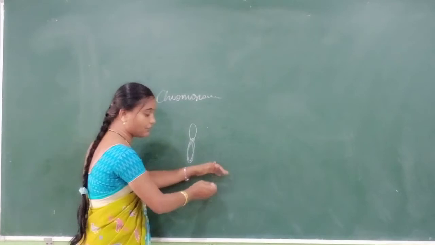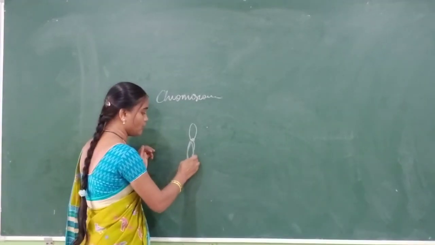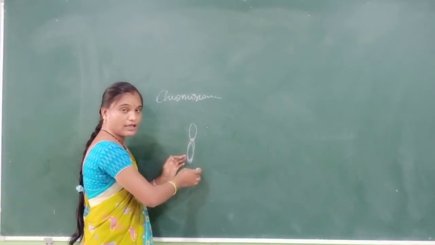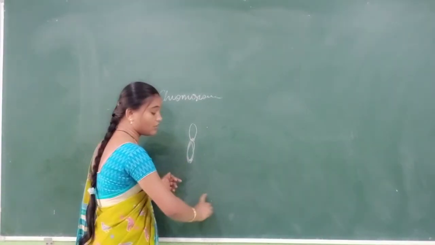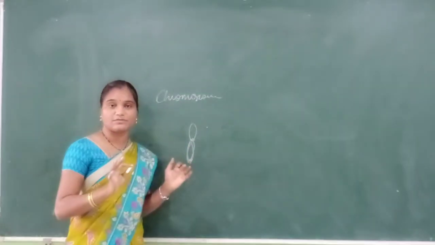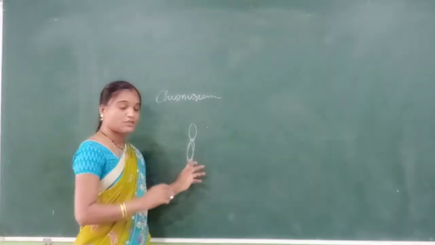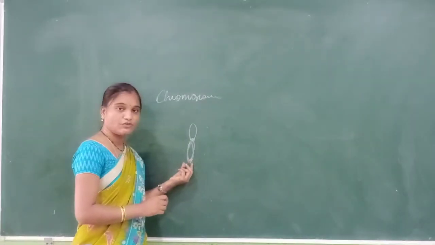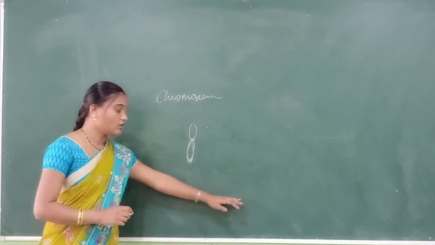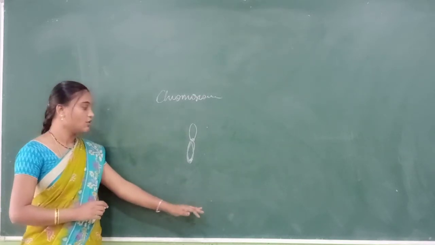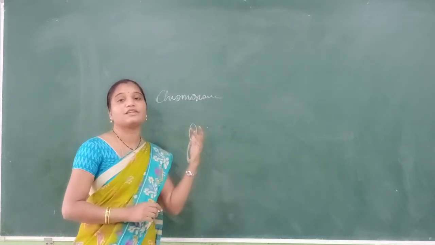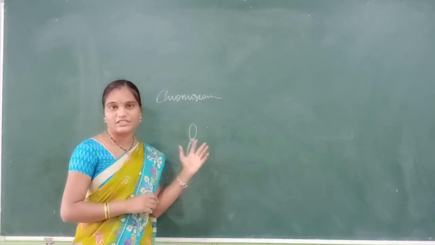If you take a piece of your chromosome and observe it under the electron microscope, this particular chromatin cannot be observed under a microscope. Only your chromosomes can be observed. When you take a small piece of your chromosome, you can see this organization. So this is your chromosome. As I said earlier, different numbers of chromosomes are present in different species.